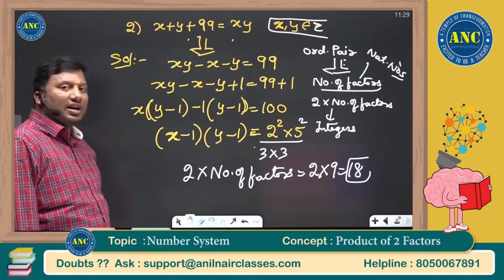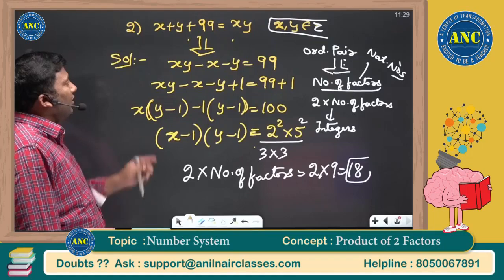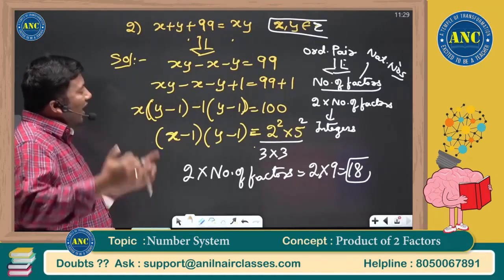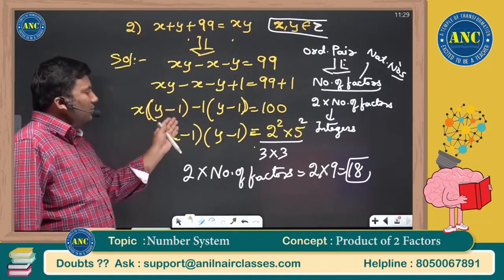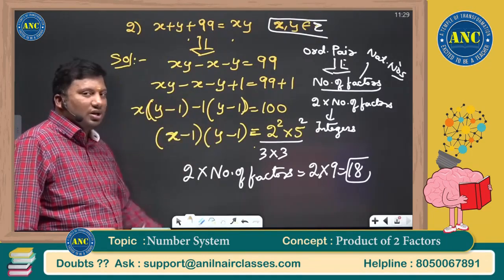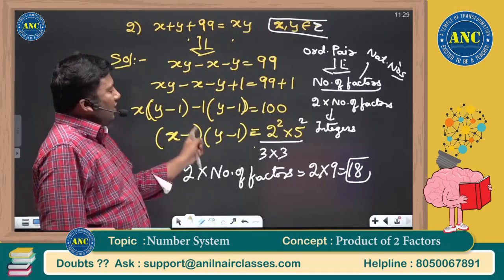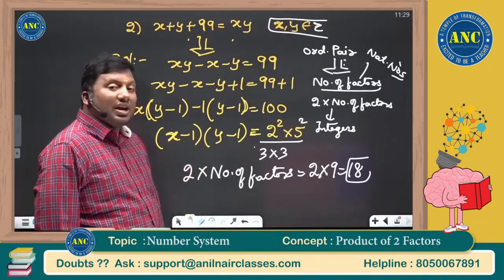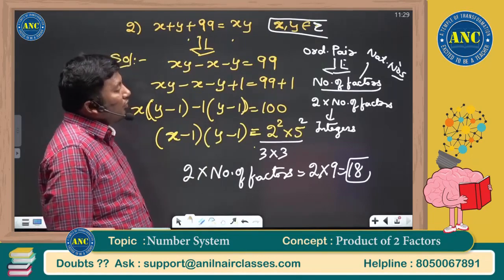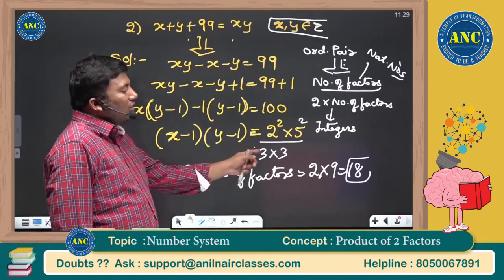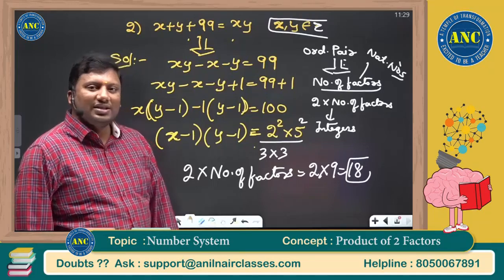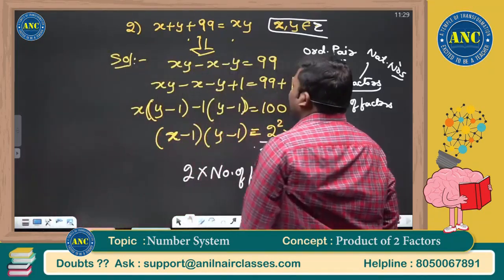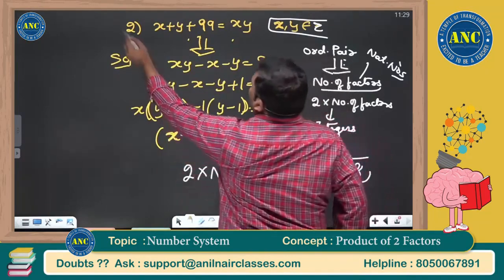x plus y plus 99 equivalent to x into y. So xy minus x minus y equivalent to 99. Add 1 on both the sides. (x minus 1) into (y minus 1) is 2 square into 5 square. These are variables, so how many ways can you write a number as a product of two factors? It is 2 times the number of factors. 3 3s are 9, 9 2s are 18. The answer for this question is 18. I hope the idea is clear.